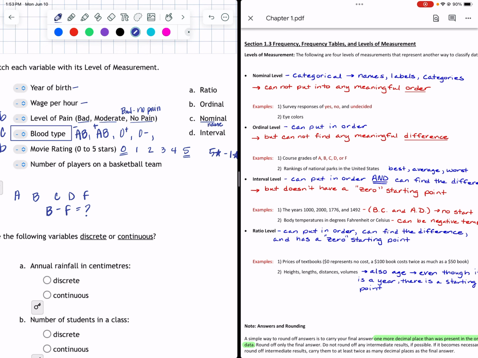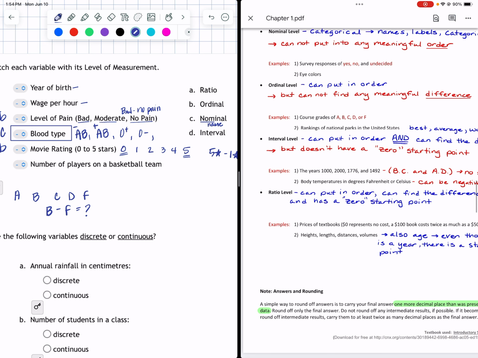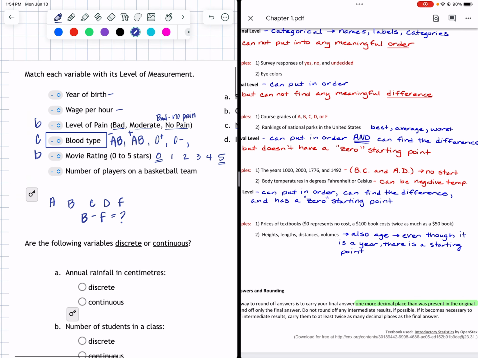Now let's take a look at the interval level. Interval level says we can put it in order and we can subtract the values and get a meaningful difference. The catch is we don't have a 0 starting point. So let's see if we can come up with an absolutely correct answer, and then we'll see if it fits some others too. So we want to be able to put it in order. We want to be able to find the difference. And we want it to have a 0 starting point. Well, let's jump in.